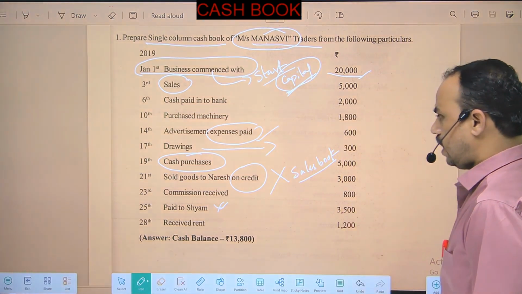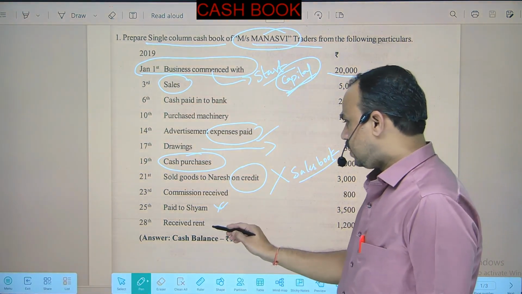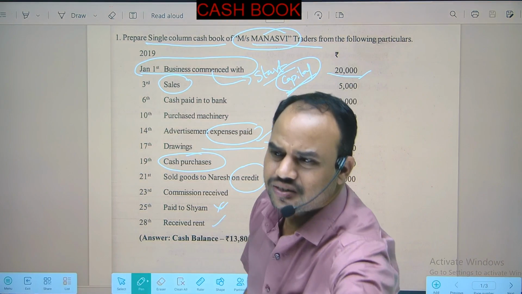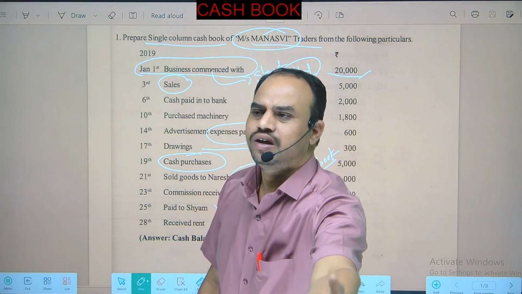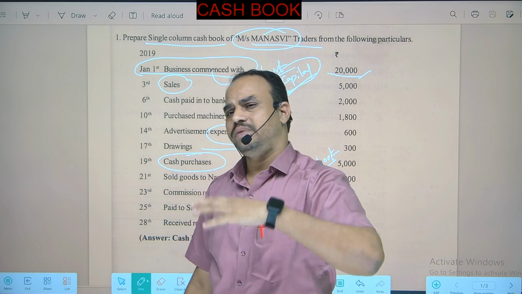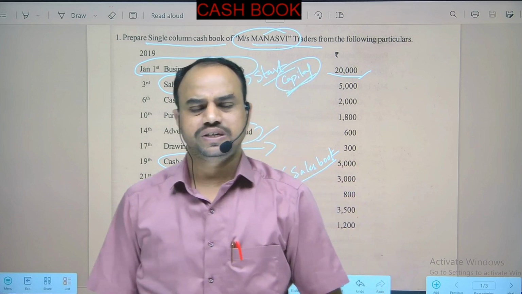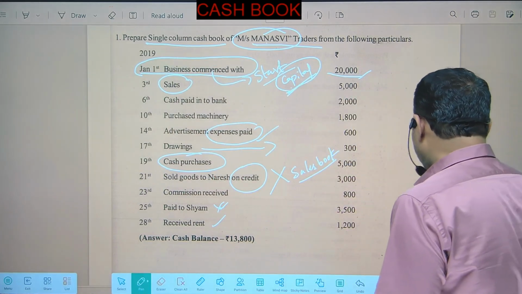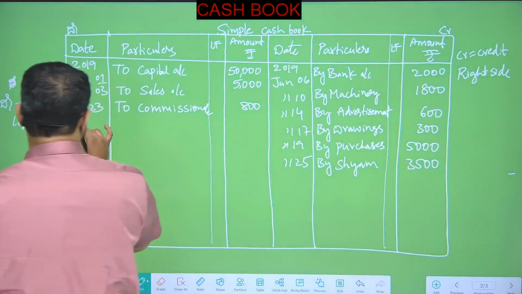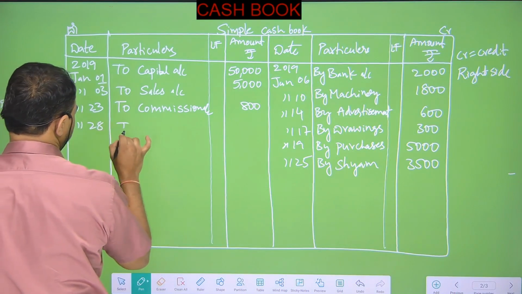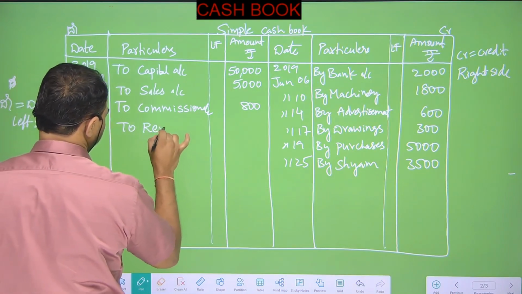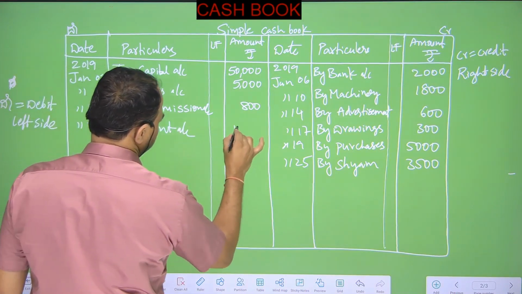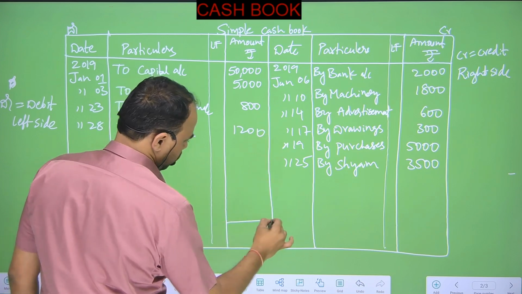Next one and last one, received rent. Business received rent. That means cash is coming into the business. When cash is coming into the business, we will write on the debit side, date 28, to rent account, 1200 rupees. Okay, now do the total.